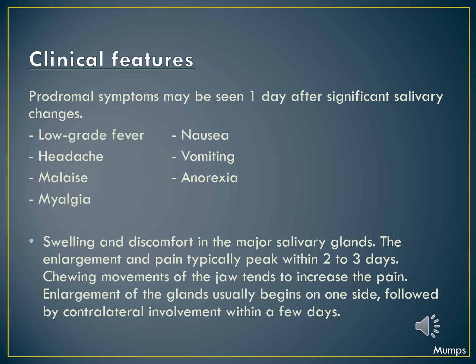So mumps is basically a swelling and discomfort in the major salivary glands. The enlargement and pain typically peaks within 2 to 3 days, and chewing movement of the jaw tends to increase the pain. An enlargement of the gland usually begins on one side, followed by contralateral involvement within a few days.